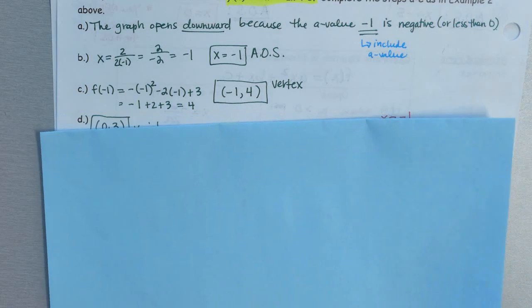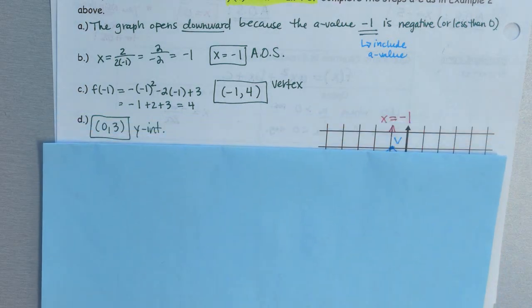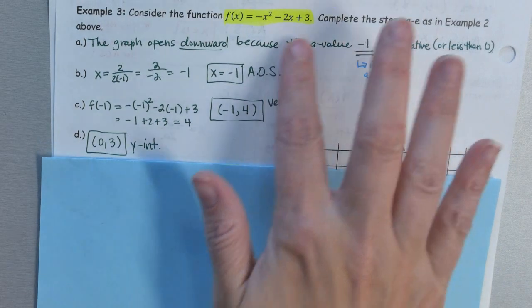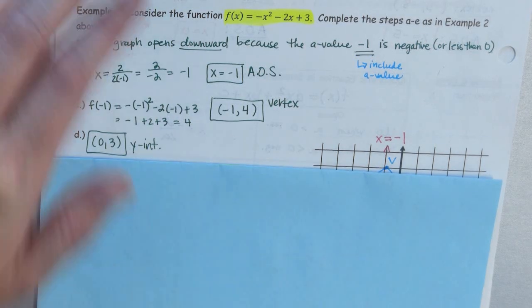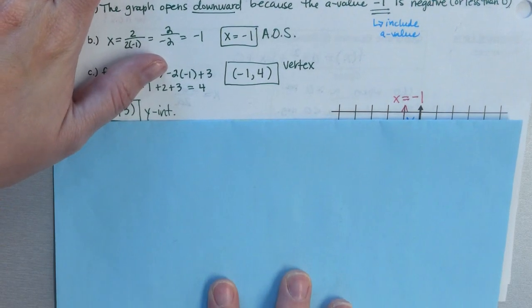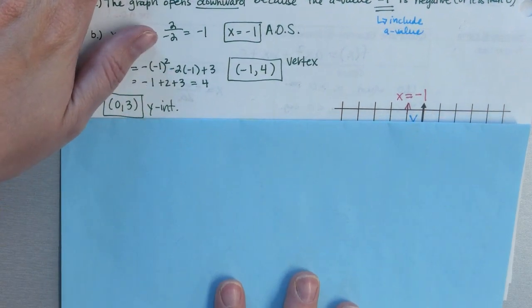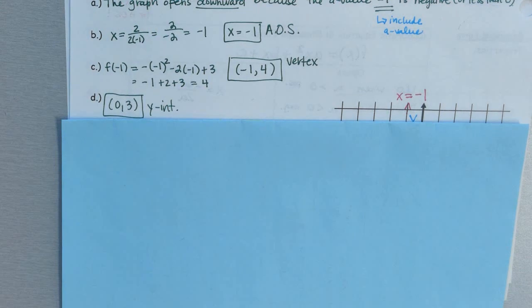All right, your intercept should be 0, 3, your y-intercept, which is the same as your c value. You have the plus 3 here. And then that's going to go in the center of your table. What questions do you guys have for me on steps A, B, C, or D?